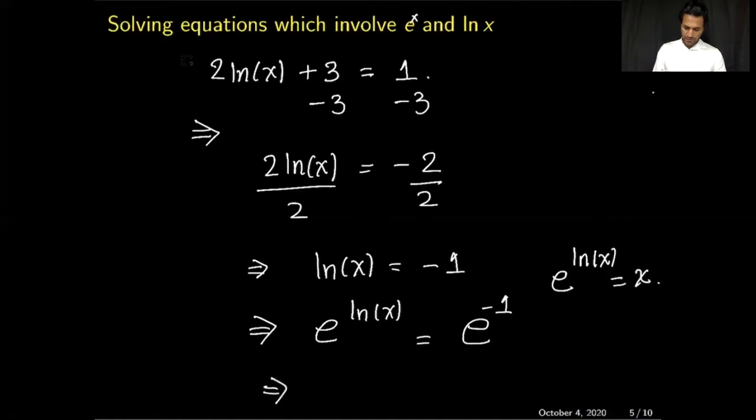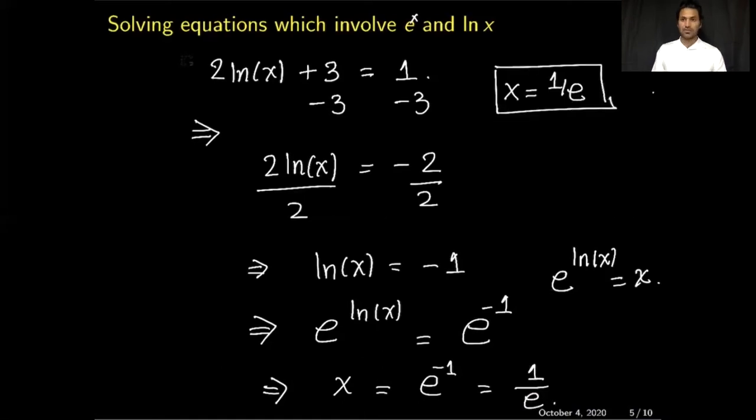So therefore this expression just gives you x, and here you have e to the power -1, which can also be written as 1 over e, because if you have a negative exponent you can move it to the denominator. So the solution to this problem is x is equal to 1 over e.